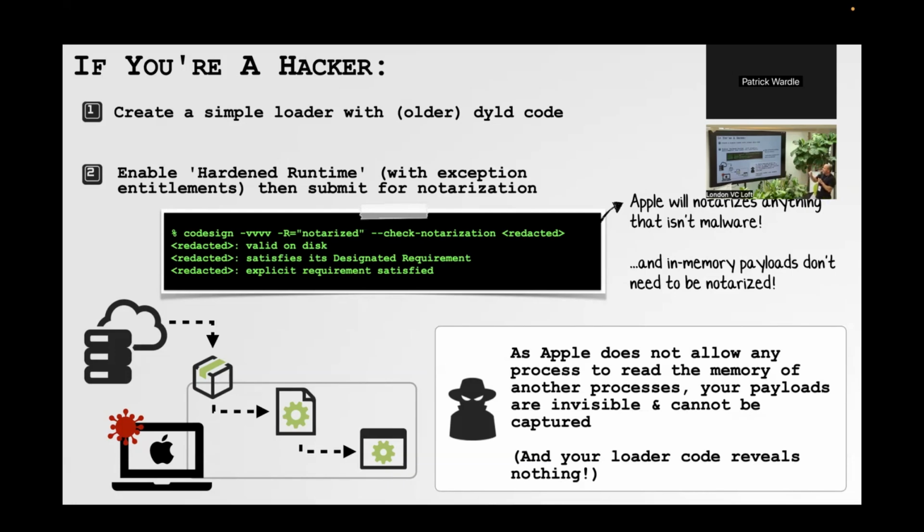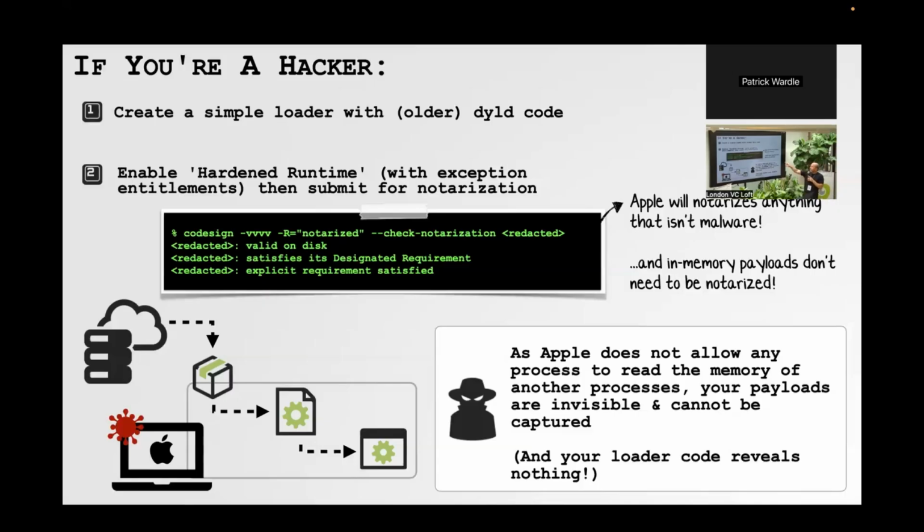And again, since Apple does not allow any process to read the memory of other processes, any payloads you download and execute from memory, which now we've restored that capability, are invisible. And your loader code, if it's ever captured, reveals nothing. It just shows it's going out to a website and downloads something. That gives malware analysts no insight. Like, what are you downloading? What are the payloads? Do they have exploits in them? Who knows? We don't know.